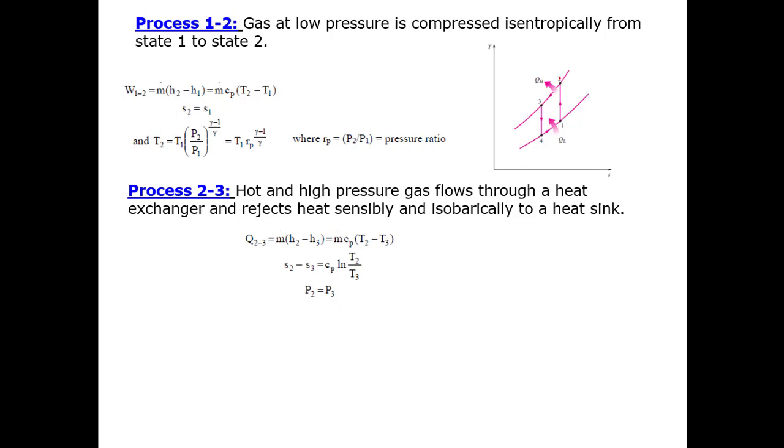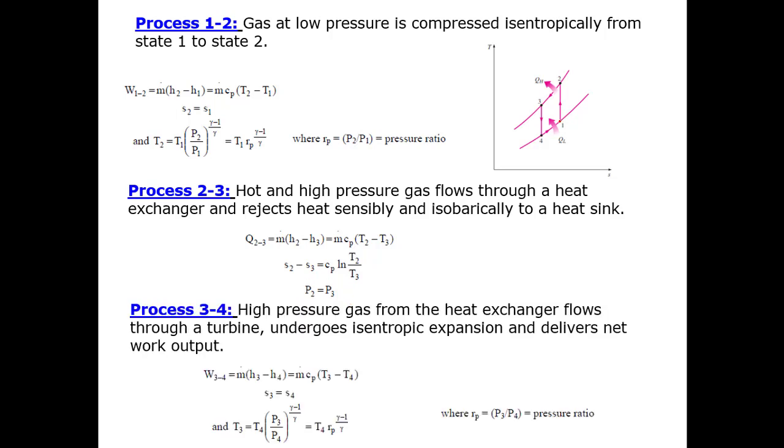Now let's move to the next process, 2 to 3, which is a constant pressure heat rejection process. In that case, Q2 to 3, the heat rejection, will be equal to the difference of the enthalpy, m (H2 minus H3), and for the cold air standard assumption, that would be m Cp (T2 minus T3). Similarly, the change of entropy, S2 minus S3, for a constant pressure process is equal to Cp ln T2 by T3. Since the pressure is constant, P2 is equal to P3.